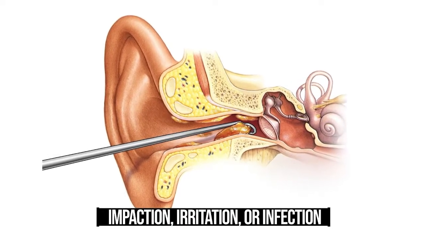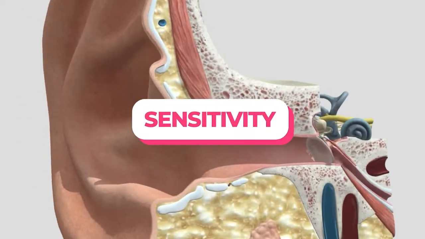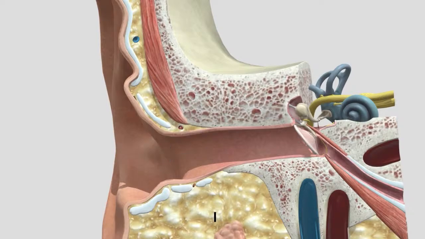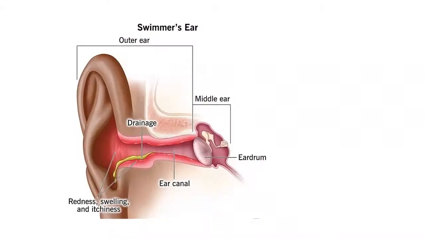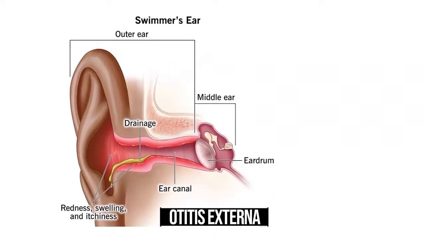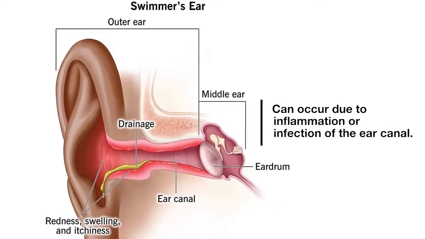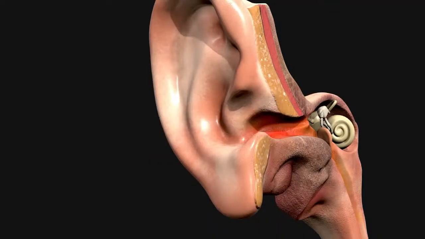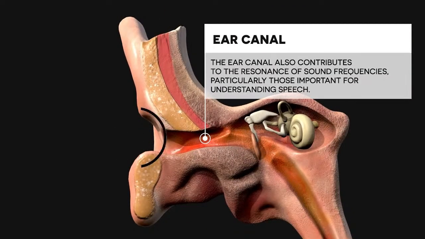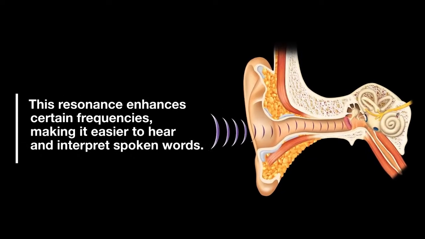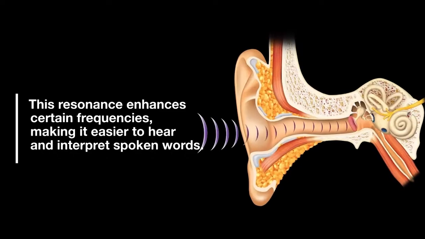Sensitivity. The skin in the ear canal is thin and sensitive, making it susceptible to irritation and infection. Conditions like otitis externa, swimmer's ear, can occur due to inflammation or infection of the ear canal. Resonance. The ear canal also contributes to the resonance of sound frequencies, particularly those important for understanding speech. This resonance enhances certain frequencies, making it easier to hear and interpret spoken words.